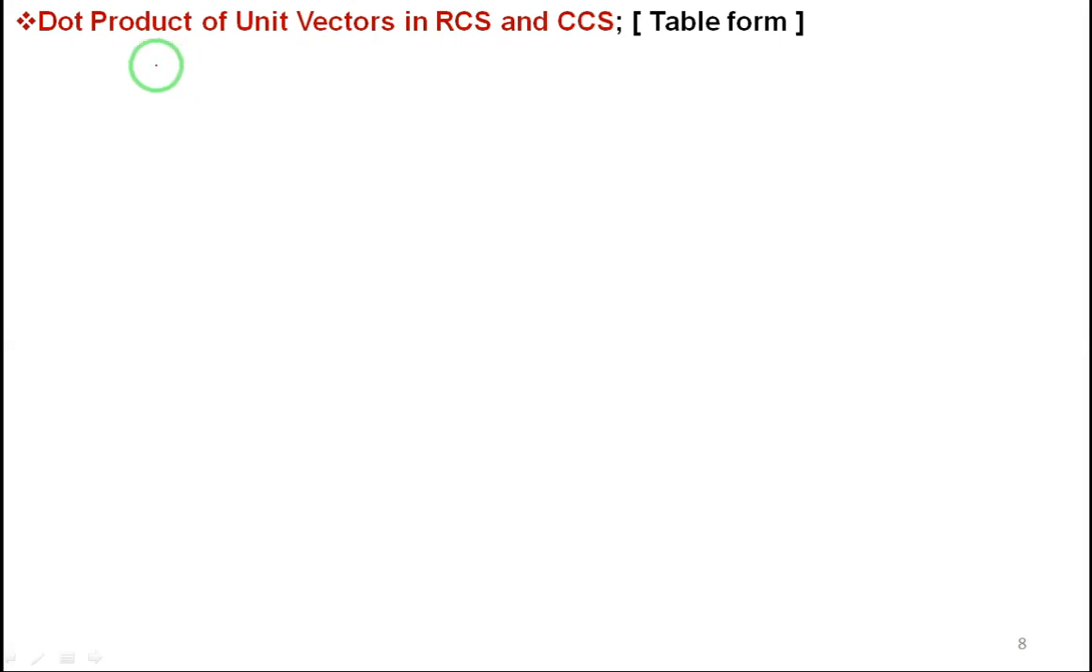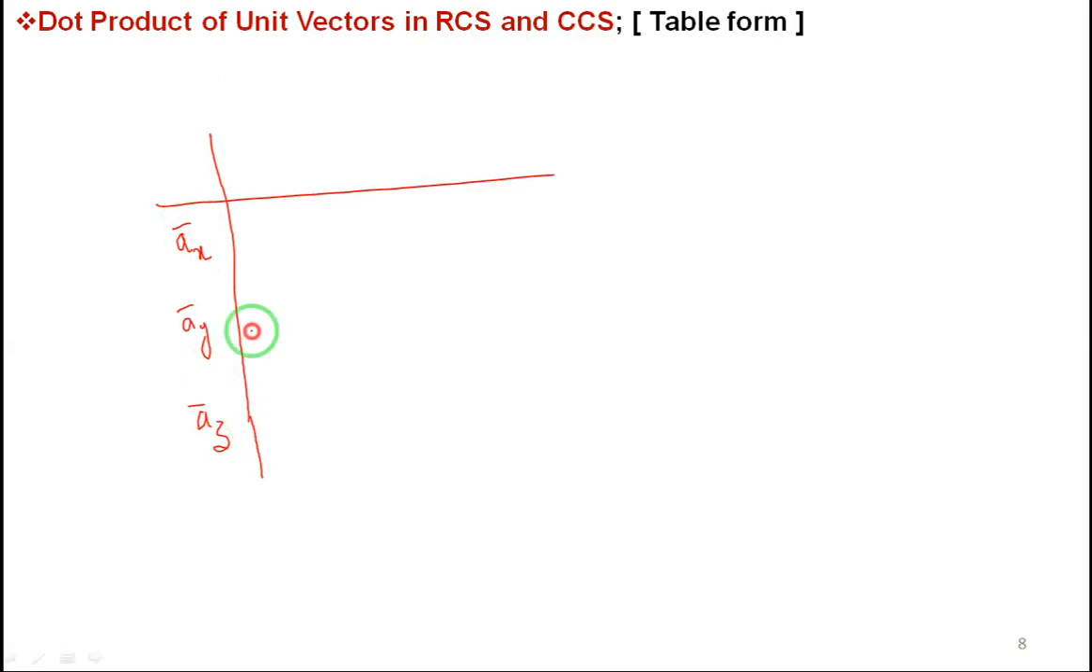Then we will try to establish the relationship between the dot product of unit vectors in rectangular coordinate system and cylindrical coordinate system. In rectangular coordinate system the unit vectors are ax, ay, az. In cylindrical, a rho, a phi, az. What is the relationship if I want to take the dot product between the two? I will draw this table and make you understand how we got it. Blindly also you can remember, and geometrically also you can calculate how it will come. Vertically I am taking the unit vectors in rectangular coordinate system: ax, ay and az, and horizontally the unit vectors in cylindrical coordinate system: a rho, a phi and az.